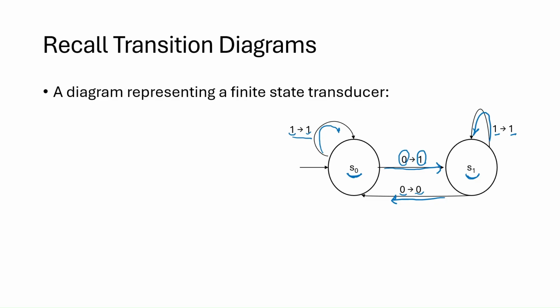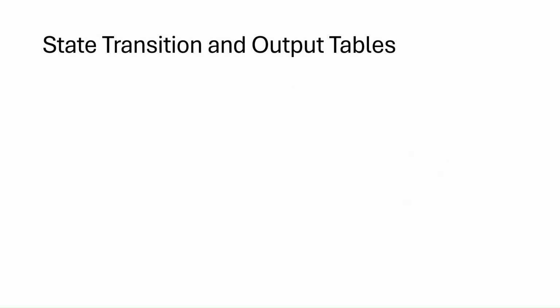So this is called the transition diagram for a finite state transducer. Now, what we are going to talk about first in this video is that the same information about a finite state transducer can be represented in two tables, namely a state transition table and an output table. Instead of the diagram, we can provide the same information about the machine through these two tables.